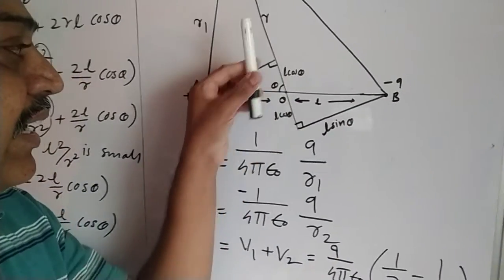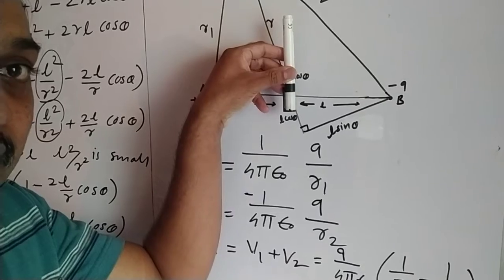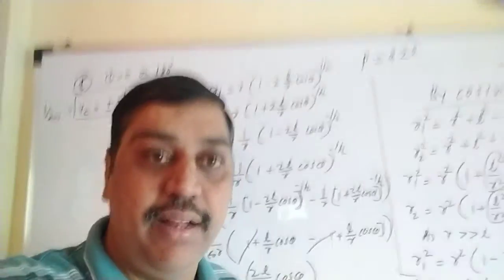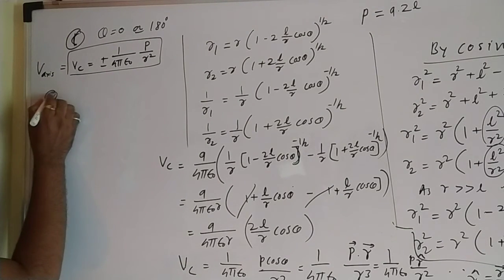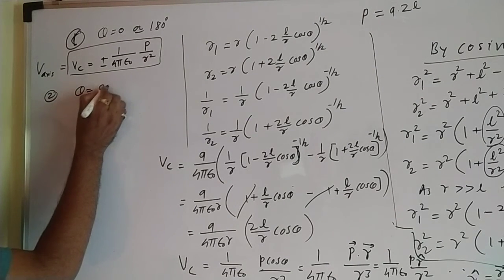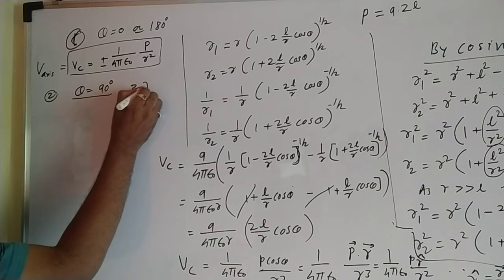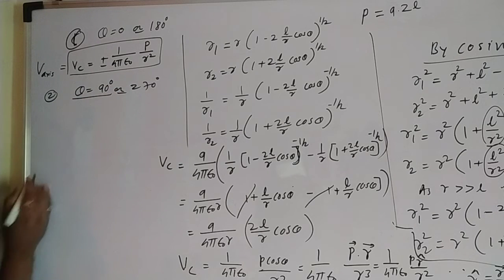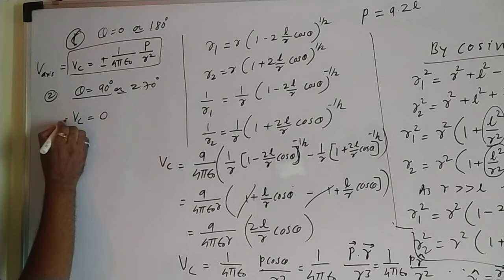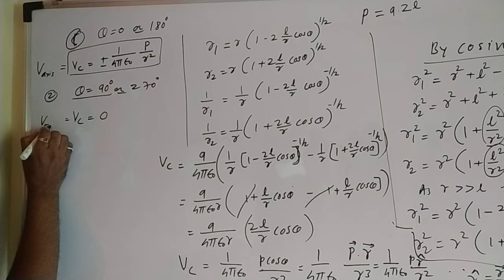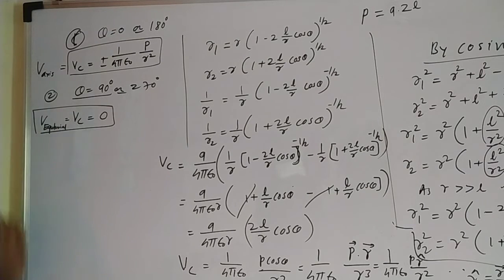If theta is 90, exactly perpendicular like this, that is said to be equatorial. That is the second case we have to consider now. In the second condition, theta equal to 90 degree or 270 degree. What should be cos of 90? It is 0. So Vc equal to 0. It is said to be V equatorial. V on equatorial axis is always 0.